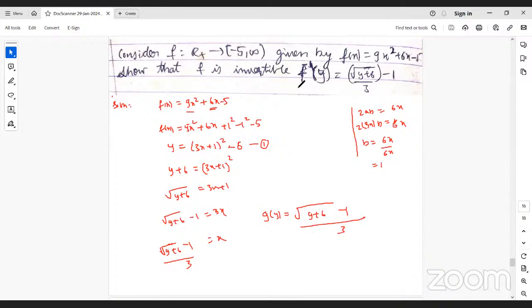And see, the same function is given here. So the inverse function is already given, and we need to check that this function is the inverse. Whatever we have obtained, the same function is given in the question. F inverse of y is equal to root of y plus 6 minus 1 upon 3. Yes, so we will be discussing the last question for today's class and then stop. After this, the same two steps you need to do: you need to find G composition F and F composition G.